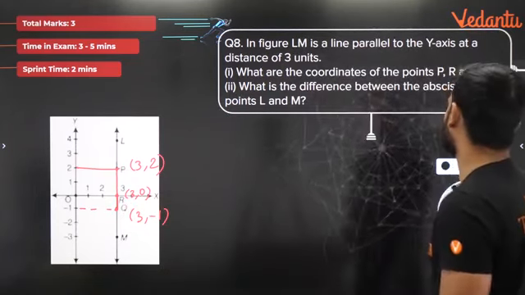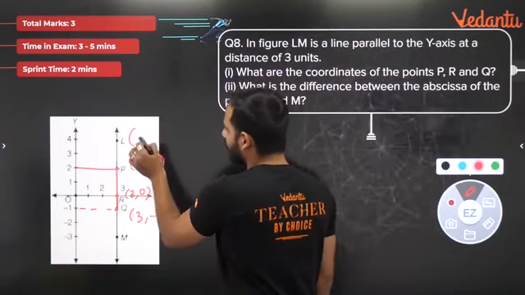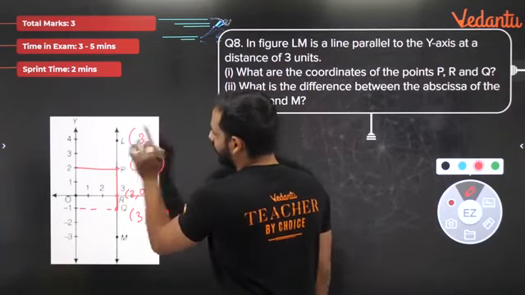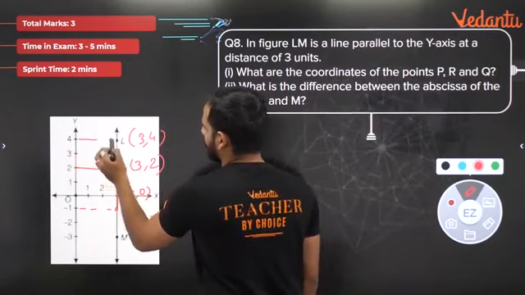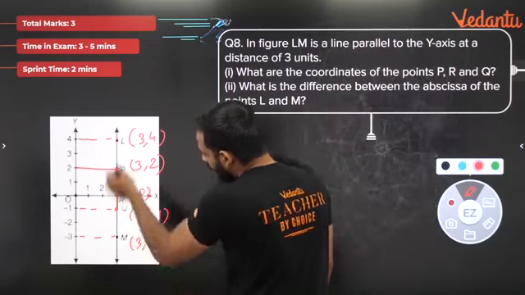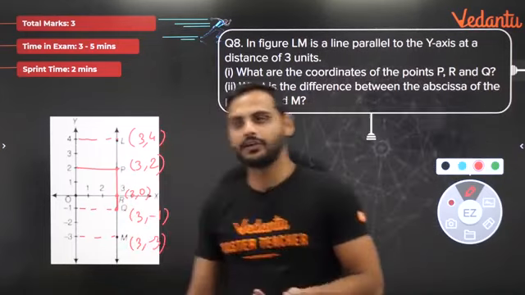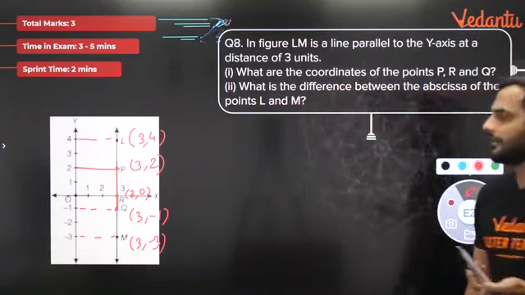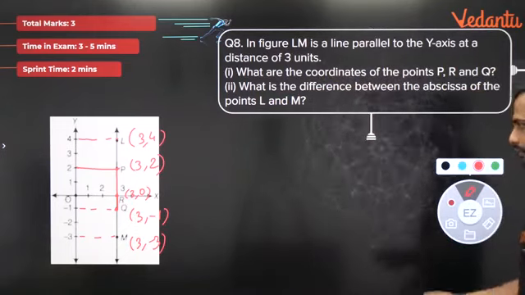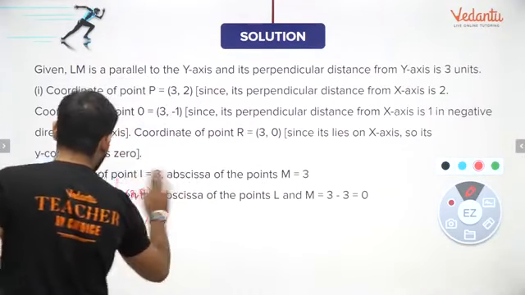Then what is the difference between the abscissa of L and M? Abscissa means x coordinate. The coordinates of L are what? 3, 4. And coordinates of M are what? 3, -3. So as you can see on this whole line, all the points have the abscissa as 3 only. So the difference between the abscissa of L and M is 3 - 3, which is 0. So the difference is 0. Right? Let's move to the next question, bachon.